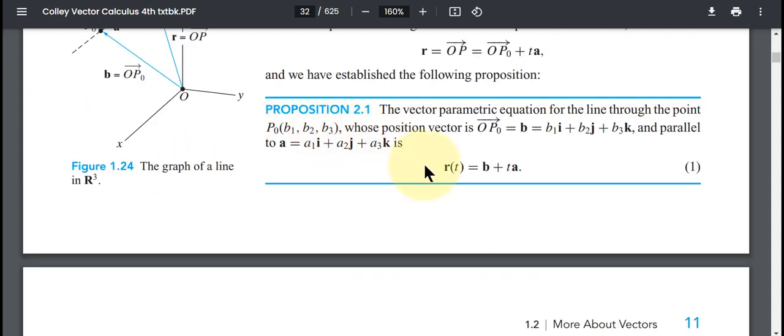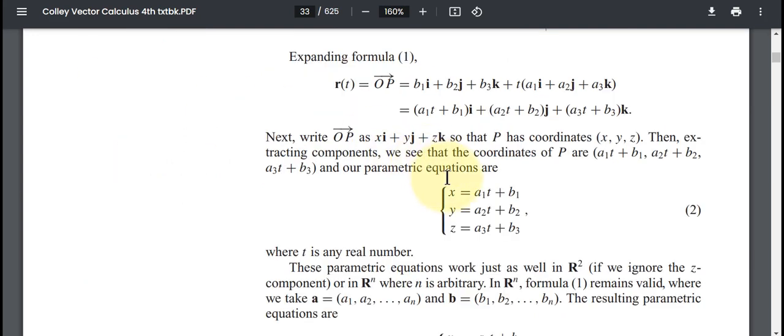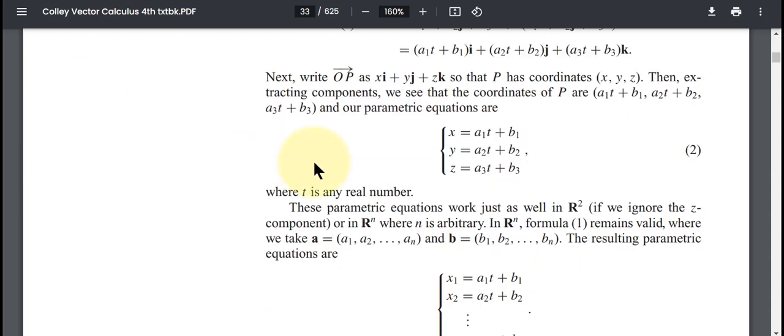So we were able to write a vector parametric equation, which is nice in and of itself, but we also see that that generates a set of non-vector parametric equations. And this is for the equation for the line that we were seeking. Okay, so we got a lot accomplished, and these parametric equations work just as well in R2, that is if we ignore this one, or in Rn, where n is arbitrary, so we could do this.